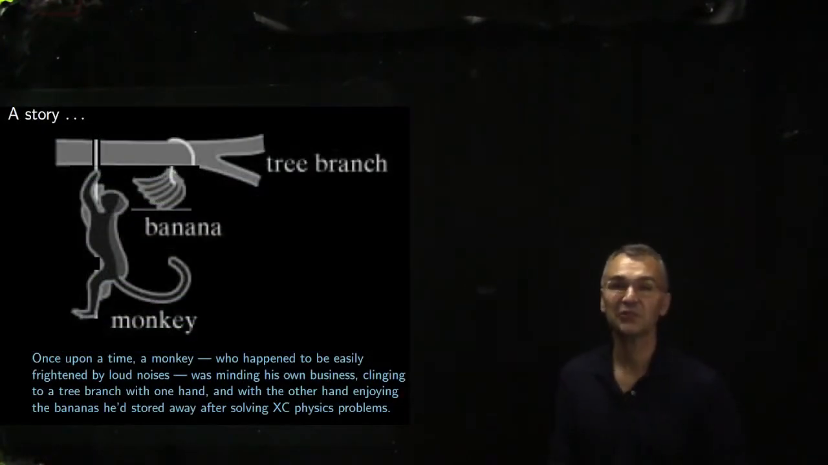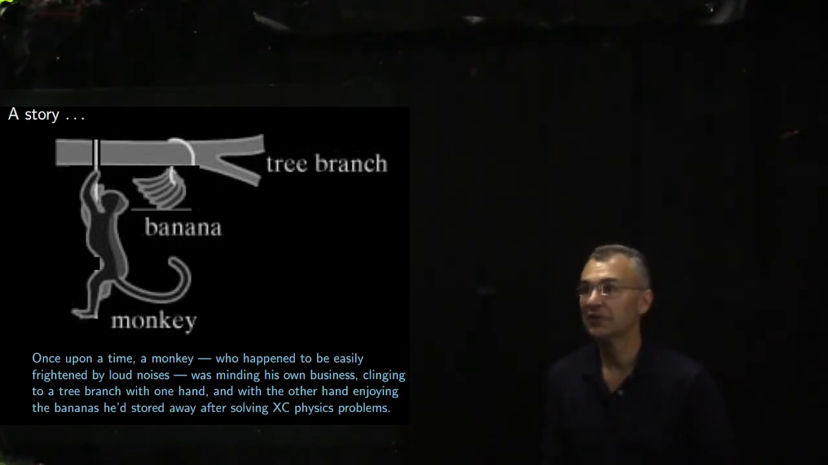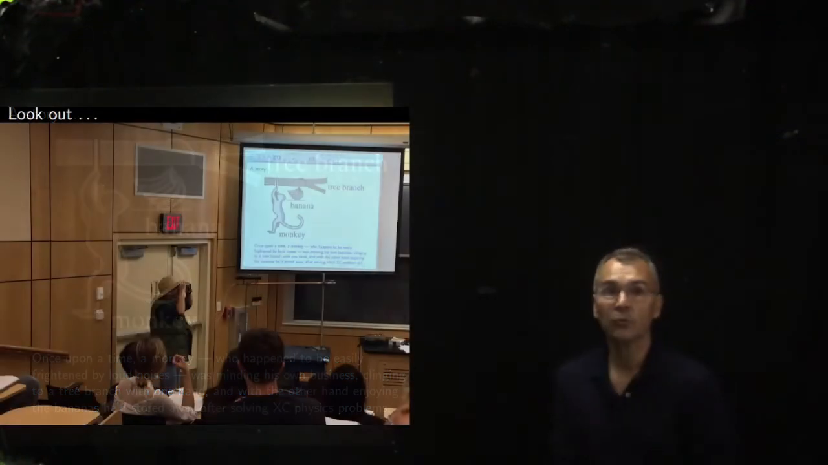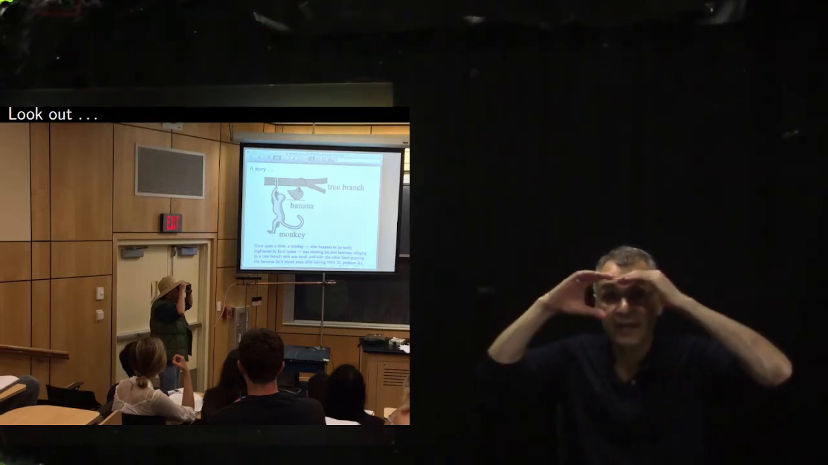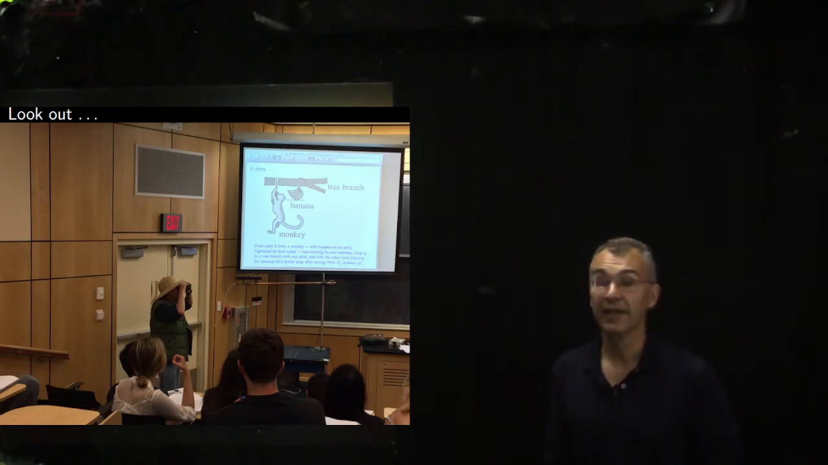Okay, it's time now to tell a story that appears in every introductory physics course, which is there is a monkey who just happened to be easily frightened by loud noises, and the monkey is minding his own business, clinging to a tree branch with one hand, and with the other hand the monkey is enjoying some bananas he stored away. And then while the monkey is minding his own business, off in the distance comes an ecologist wearing a safari hat. And the ecologist doesn't want to hurt the monkey. The ecologist wants to collect a DNA sample for the primate genome project.